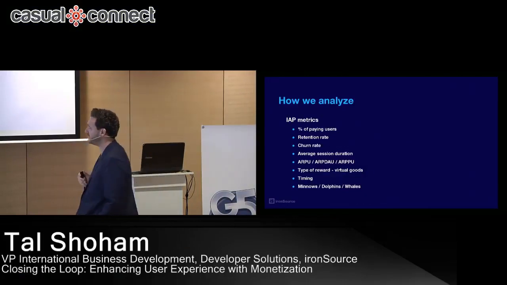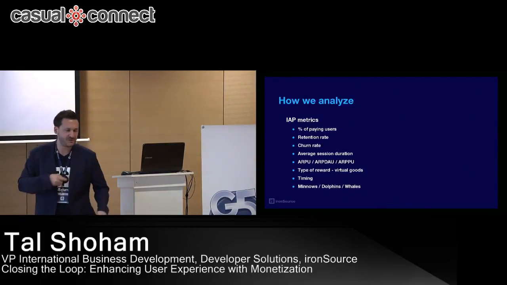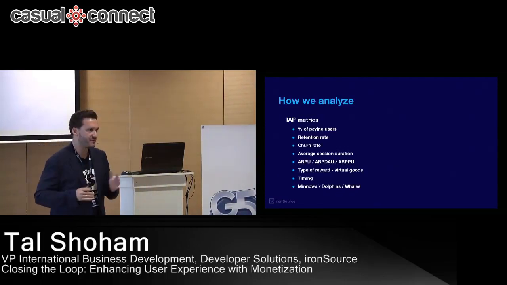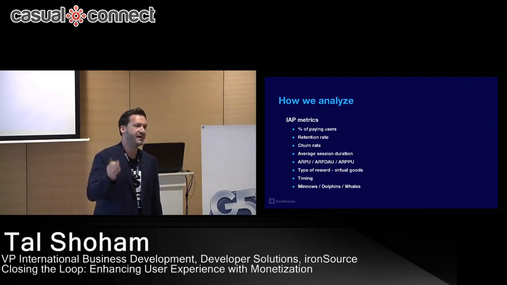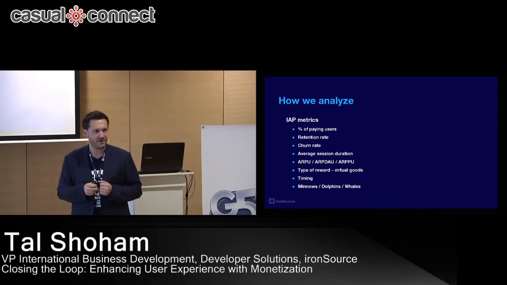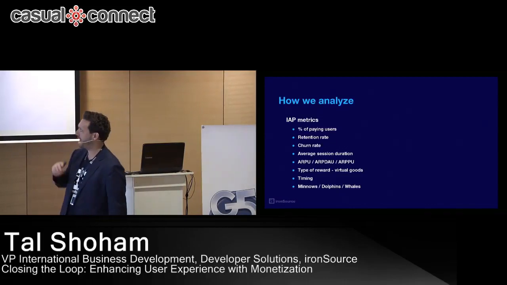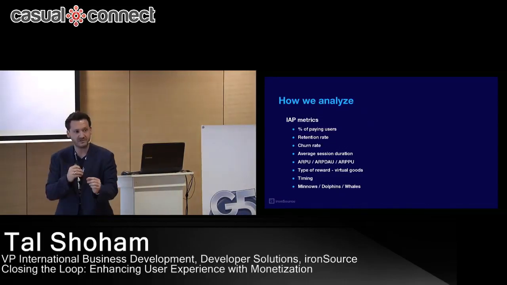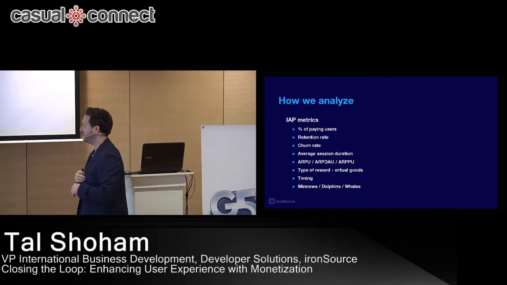So when we're analyzing IAP, what are we looking at? We're looking at the number of paying users, right? We all know that the number is around 1 to 3%. That's the benchmark; if your game is amazing, it's 5% because you did a really good job and you're probably monetizing the hell out of your app. But that's something that you're monitoring, looking at every day, and trying to think about how am I increasing that percentage? How am I going from 2% to 2.4%? Because it means a whole lot of money for me as a game developer.